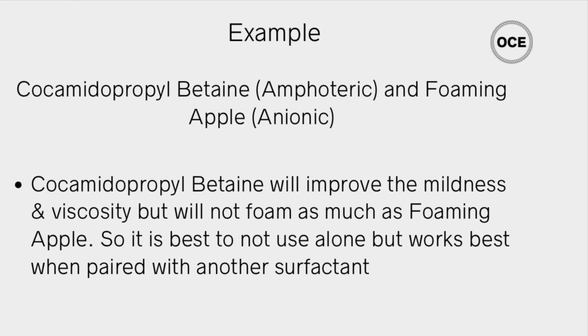So an example of combining surfactants is using cocamidopropyl betaine and foaming apple. So cocamidopropyl betaine is amphoteric and foaming apple is anionic. So when you combine both, because cocamidopropyl betaine helps to improve the mildness. It doesn't foam as much as foaming apple, so combining both helps give you a well-rounded product. So you have good lather, and then you have a mild product that is not too harsh for your skin.